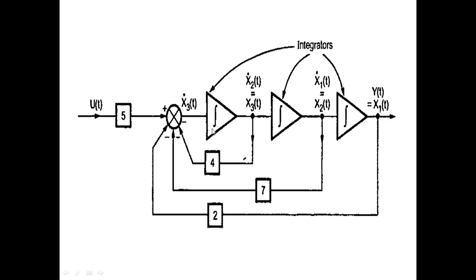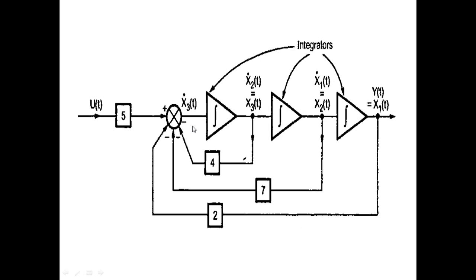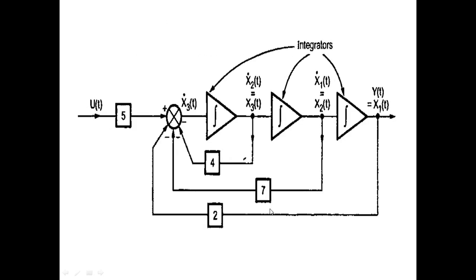The output of the integrator is x3 of t, which is nothing but the integral of x3 dash. Here we have x3 of t, which should be multiplied by -4, and it must be given to the adder. The output of the next integrator is x2 of t. Here we have x2 of t, which should be multiplied by a scalar -7, and given to the adder.